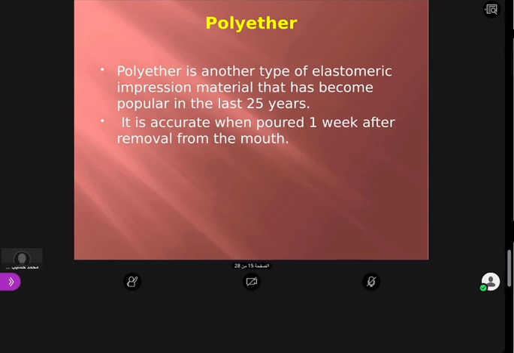Now comes the polyether. This is the fourth type of rubber-based impression material, and this is the only type which is hydrophilic. The rest of the three types are hydrophobic, but polyether is hydrophilic in nature. Polyether is another type of elastomeric impression material that has become popular in the last 25 years. It is accurate when poured 1 week after removal from the mouth. PVS material we use to take impressions for fixed crown and bridge. But polyether material we use for taking the clinical impression for the edentulous patient.